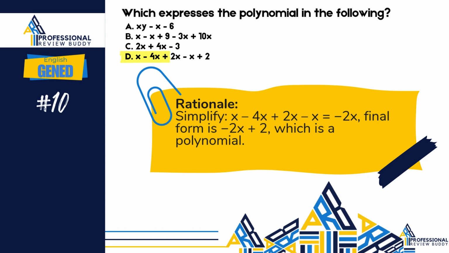Which expresses the polynomial in the following? Simplify. x minus 4x plus 2x equals minus 2x. The final form is minus 2x plus 2, which is a polynomial.